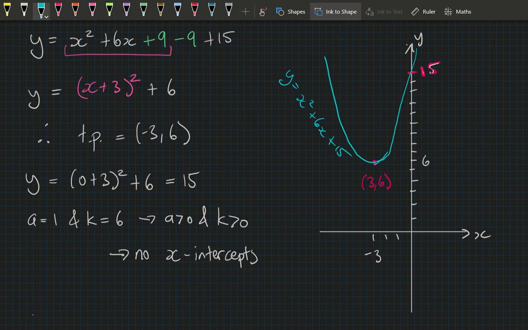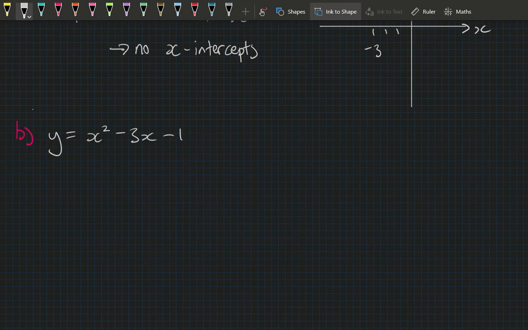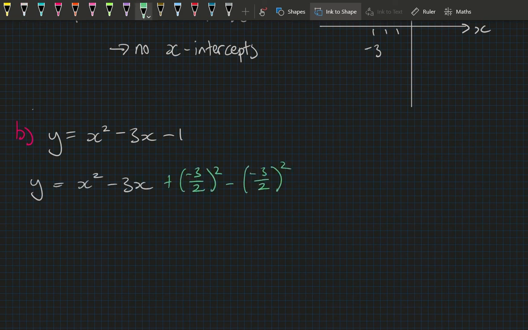Okay, let's move on to part B, where we have y equals x squared minus 3x minus 1. And hopefully you're confident after the refresher in part A that I can just add (3/2) squared and subtract (3/2) squared. So those first three terms end up being (x minus 3/2) squared. I hope this is ringing a few bells for you regarding completing the square.